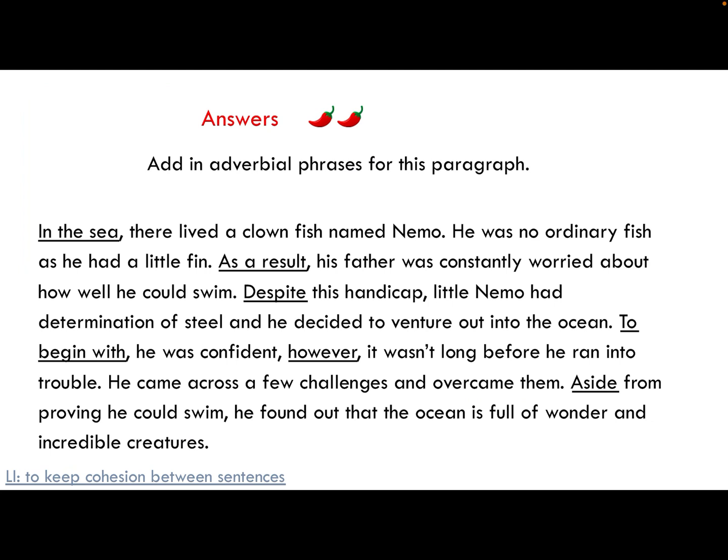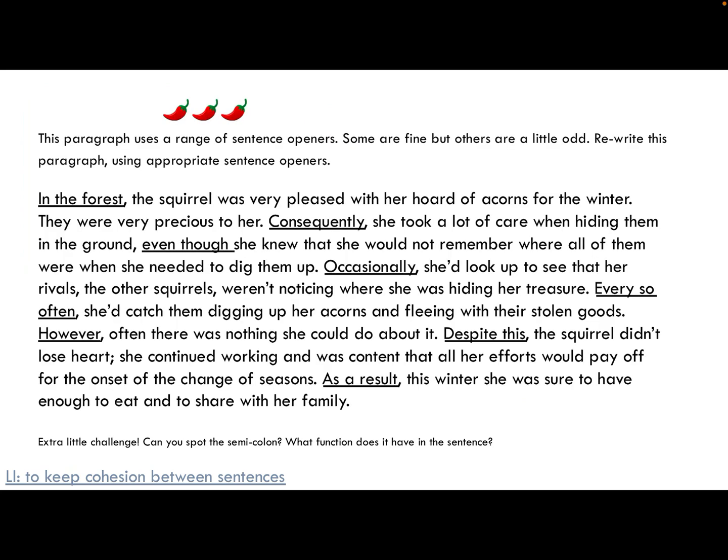So here are some answers. These are some ones that I think are appropriate. You might find some other ones in there because we're aiming for our writing to flow quite nicely. And our 3 chili challenge, this paragraph already has some sentence openers in there. Some are good, but some are a little bit odd. Rewrite the paragraph using appropriate sentence openers. So some of these underlined sentence openers don't really fit. Can you go in there and rewrite it with some more appropriate ones?